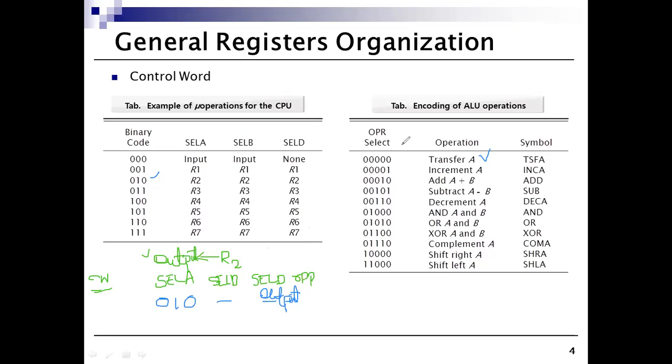And what is the operation? It is all zeros. As it is all zeros, SELB will not be considered as a control input, because it requires a transfer from A. Only the contents of the A bus are sufficient. It won't involve B here. So this is the control word: 0, 1, 0 and all zeros.